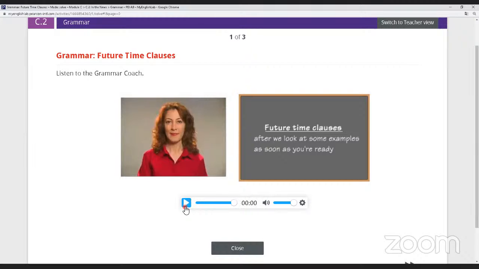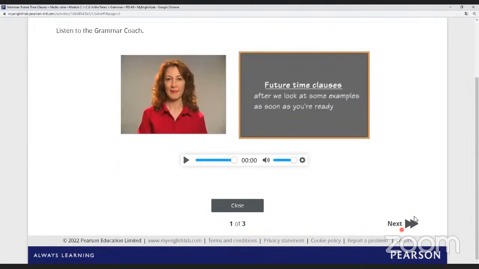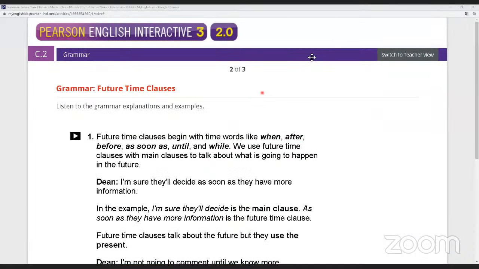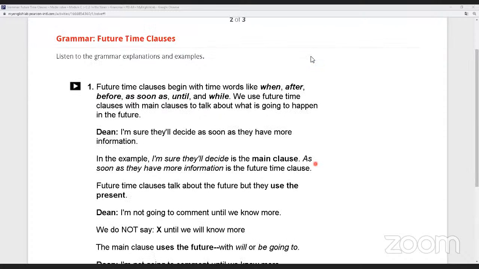This lesson is about the future time classes, right? All right, so we have this structure, and after we look at some examples, as soon as you're ready. So it is very curious how it works. This explanation, the definition of the lesson, doesn't make sense at all, right? Because of its structure. So let's listen to this first audio.